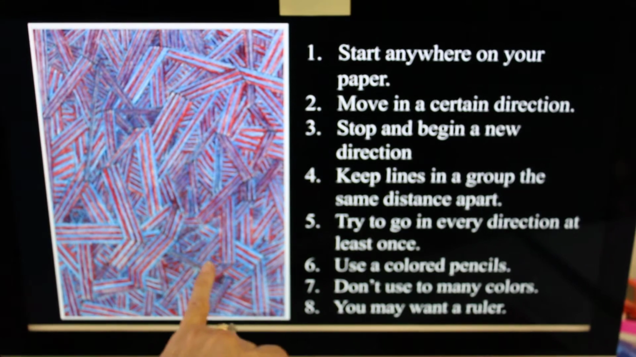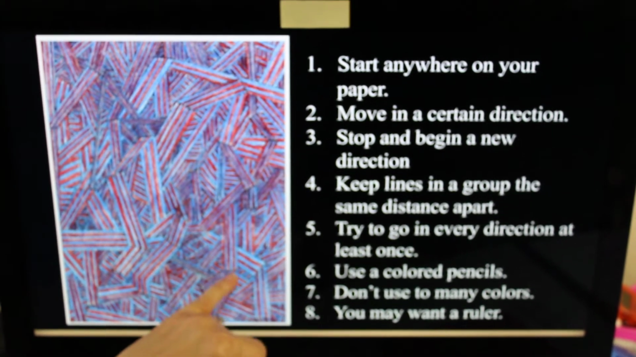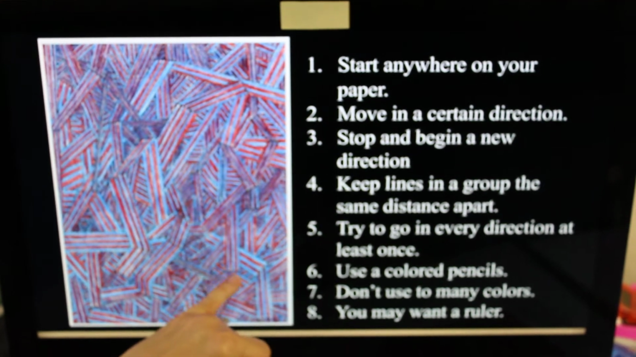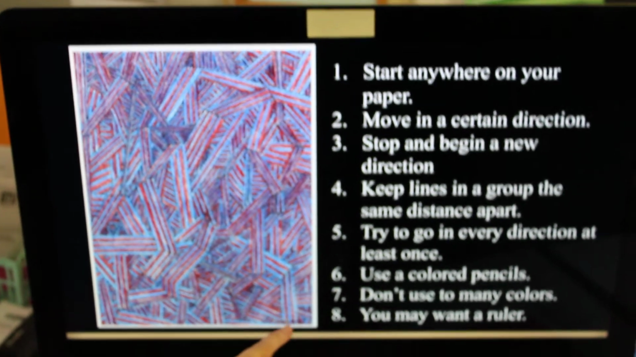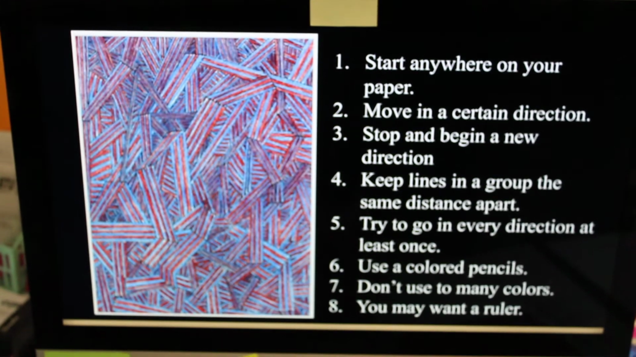You'll notice here that there's a group of 1, 2, 3, 4, 5, 6, 7, 8, 9. Or you could even say there's groups of 3 because of the thickness and the color. And you're going to keep them in groups. You're going to go a little ways and then you're going to change direction.